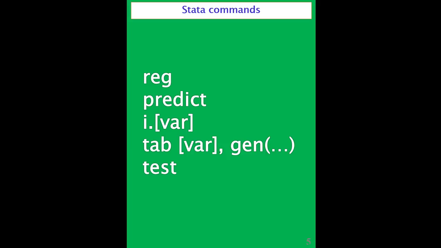In Stata, this is done through these. REG for regress, we saw that before when we had just one predictor X to work with. A command that is i. and then the variable name behind it. We'll see tab once more and a test command, and that is for today I think all that we need.